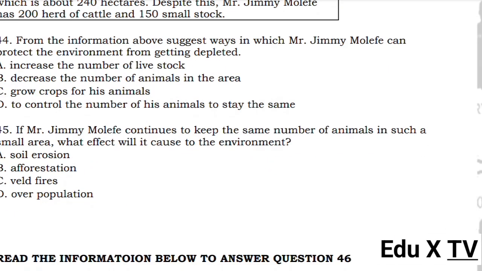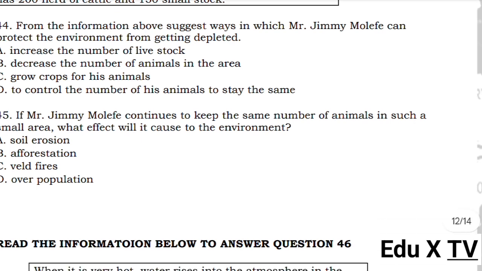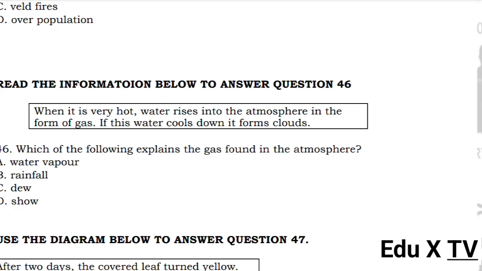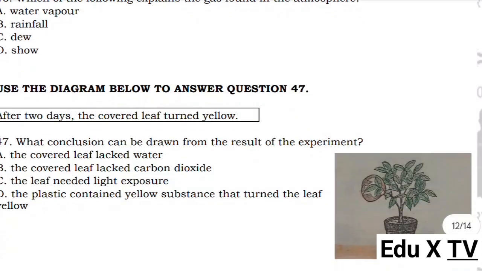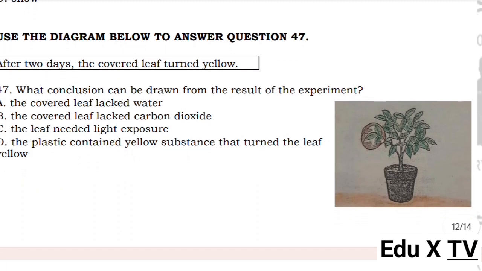Number 45. If Mr. Jimmy Molefe continues to keep the same number of animals in such a small area, what effect will it cause to the environment? The answer is A. Read the information below to answer question 46. When it is very hot, water rises into the atmosphere in the form of gas. If this water cools down, it forms clouds. Number 46. Which of the following explains the gas found in the atmosphere? The answer is A.